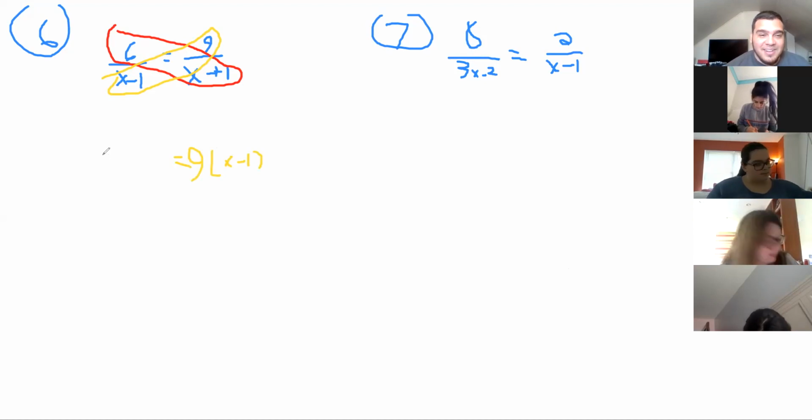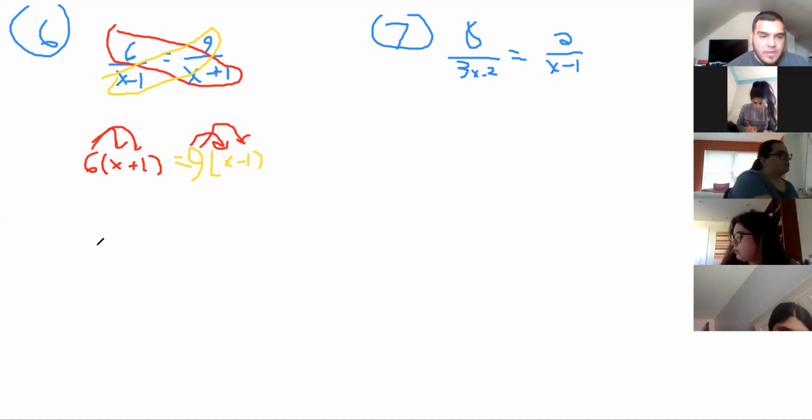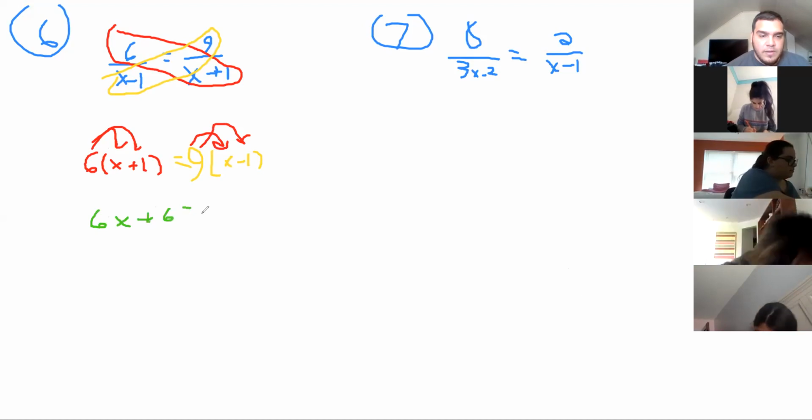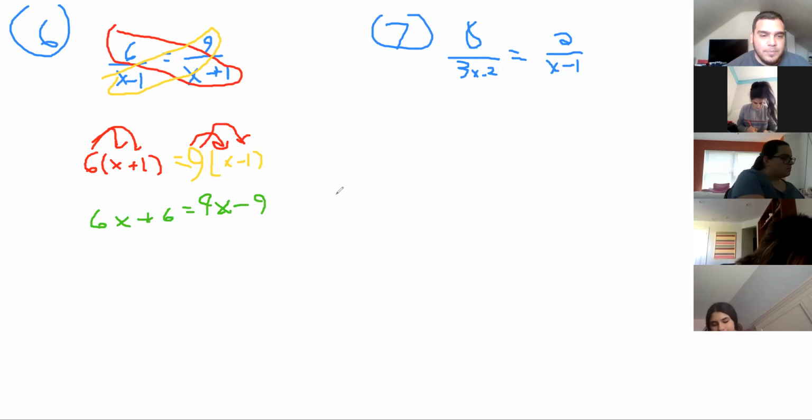Okay. And then 6 times x plus 1. All right. Don't ever forget to distribute. So that's going to be 6x plus 6 equals 9x minus 9. So the only difference between these questions and the last questions is that you had to distribute on both left and right side. Last one, we only had to distribute like once, essentially.